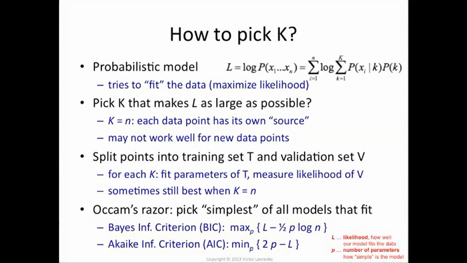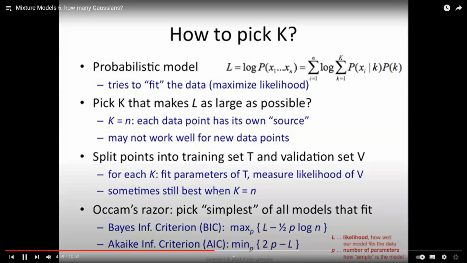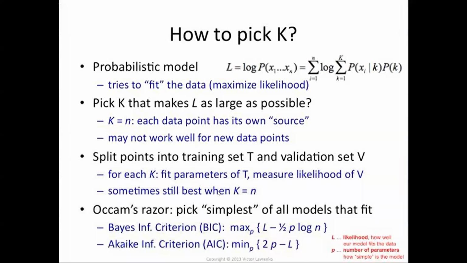So 4, 6. It's actually 5. It's in the middle. So I have the mean for each Gaussian, right? I have the variance for each Gaussian, and then I have a mixture component, the prior. And when you have two Gaussians, you only have one mixture component, because the other one is just 1 minus P. So you have 5. So that would be your P for two Gaussians in one dimension.